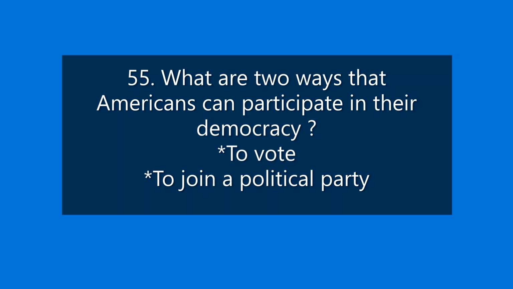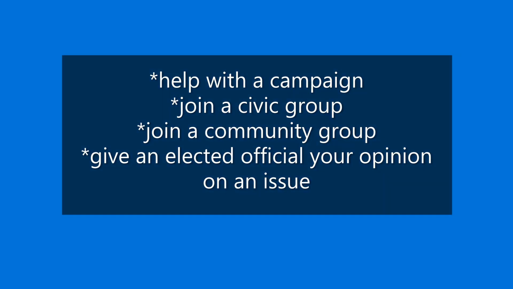Number 55. What are two ways that Americans can participate in their democracy? The answer. The two ways that Americans can participate in their democracy is to vote and to join a political party. Or in this screen, you should say to help with a campaign and to join a civic group are those two ways to participate in American democracy.